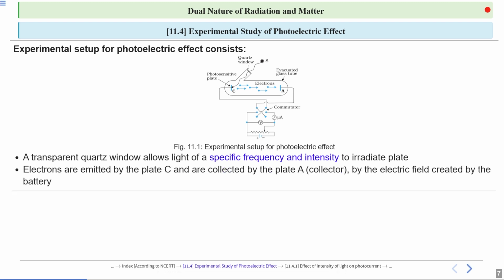So let's see what happens after the light hits plate C. Electrons are emitted from plate C and are attracted to plate A, which acts as the collector. The battery creates an electric field that helps move these electrons from C to A, allowing us to measure the resulting current.